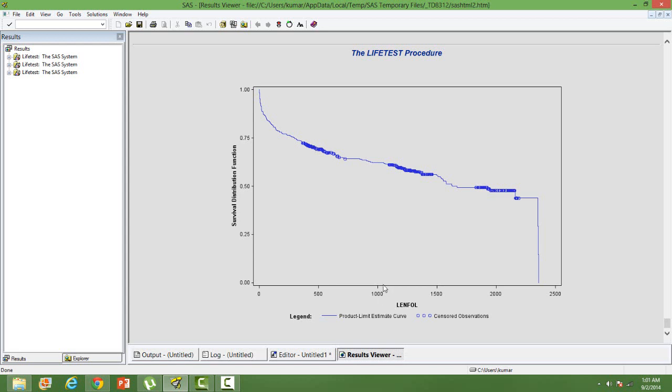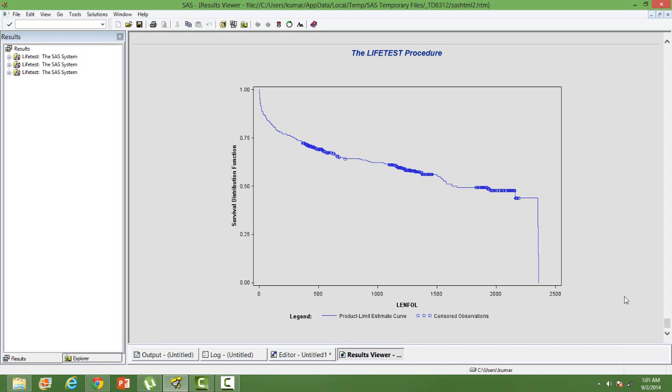Similarly, at the 1000th day, you can see on my marker, the probability is somewhere around 0.65. So the probability that a patient is going to survive beyond the 1000th day is 0.65. Similarly, it's 0.5 on the 2000th day. That's how we interpret the survival curve.